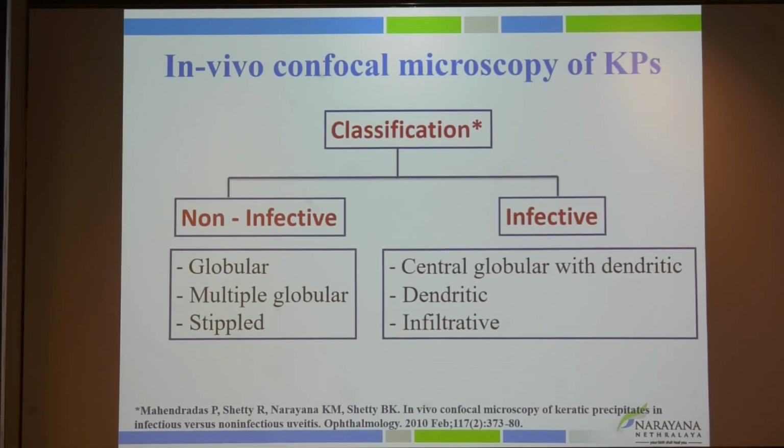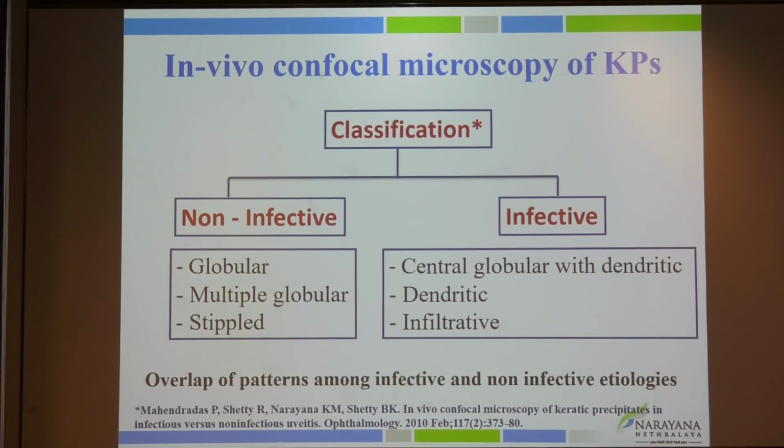We all know we have different patterns of non-infective and infective keratic precipitates. This has already been described. The globular, multiglobular, and stippled are non-infective patterns, whereas dendritic and infiltrative, central globular and dendritic are suggestive of infective patterns.